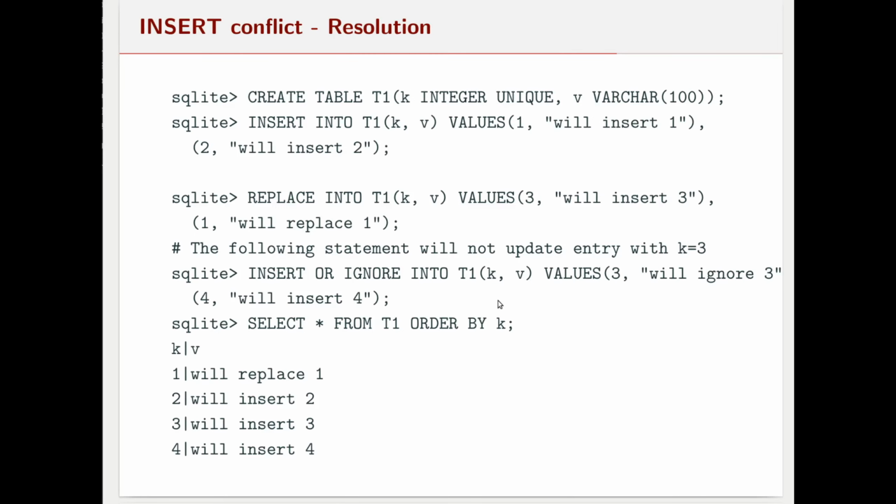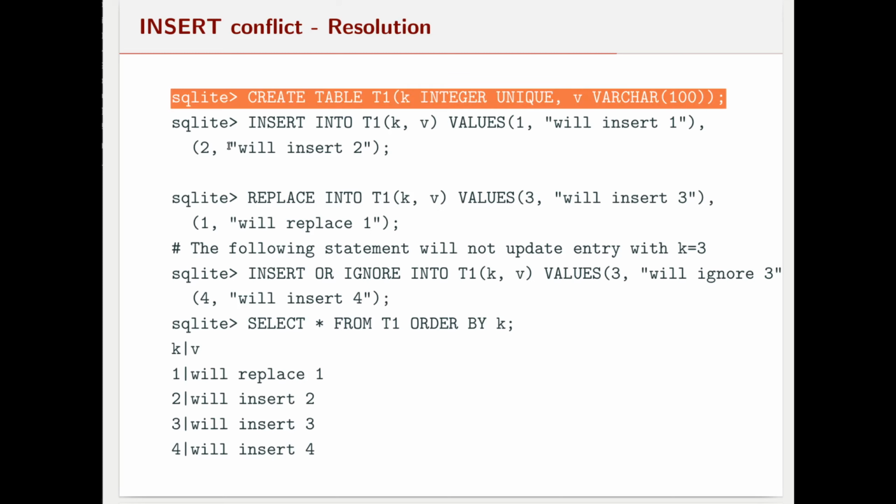Let's now look at a bunch of examples for conflict resolution. We first create a table called T1 with two columns K and V. K is an integer and V is a varchar. For those of you who are familiar with hash table data structure, K would stand for key and V would stand for value. K has a unique constraint.